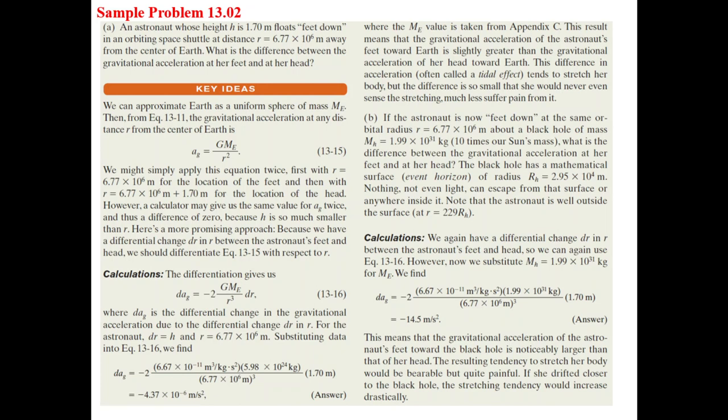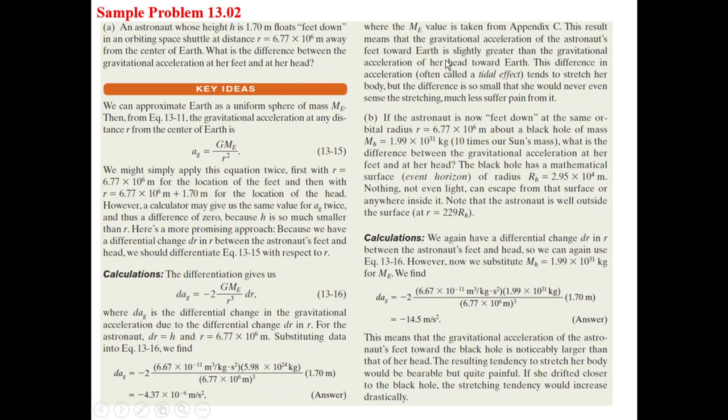6.67 times 10 to the power negative 11 m cubed over kilogram times second squared, all multiplied by 5.98 times 10 to the power 24 kilograms. This is all over r cubed, which is 6.77 times 10 to the power 6 meters cubed. So let's simplify it and do the calculation. The answer is negative 4.37 times 10 to the negative 6, and that would be correct, yes. If you simplify, 6 here, 6 there, you have 10, 10. Let's add this together.